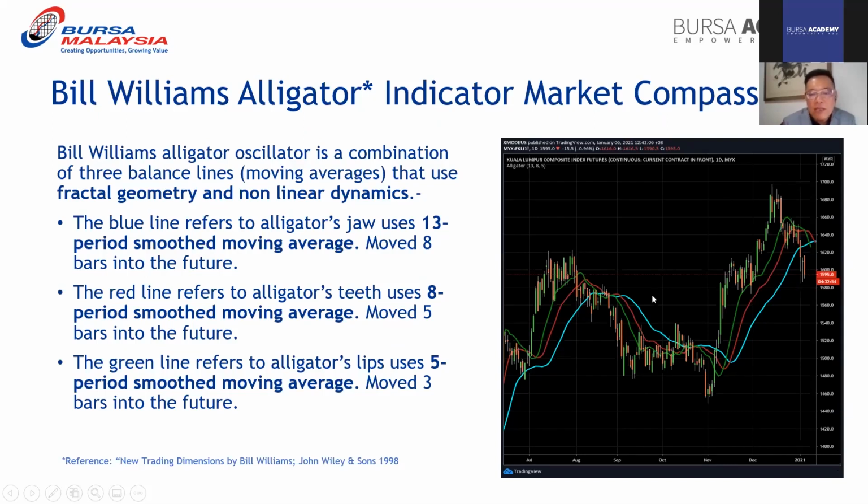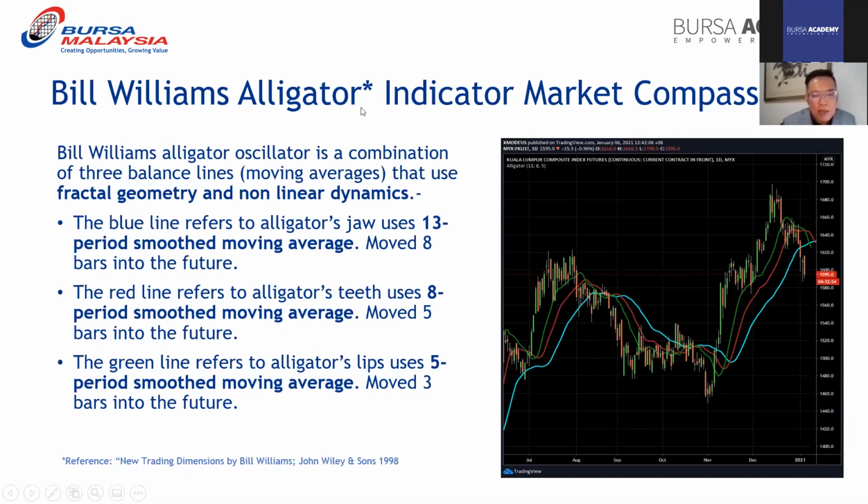If you see here on the right side on this dark colored slide, you can see three lines: a blue line, a red line, and a green line. These three lines are basically moving averages, 13 period, 8 period, and 5 period moving averages. Don't bother about how it is constructed, because the trading platforms will construct this for you.